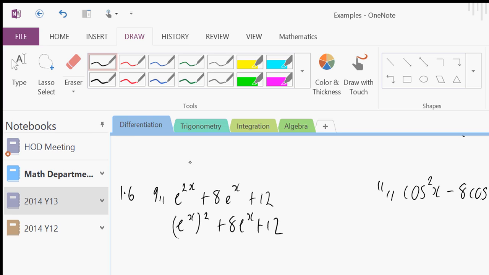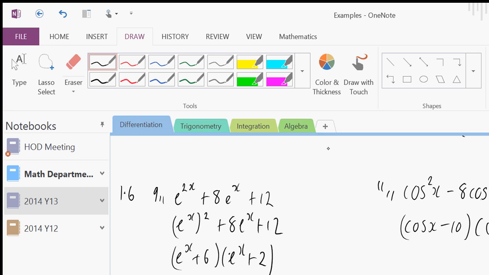If I then factorise this, it's going to be two numbers that add to this and multiply to that, which is going to be 6 and 2: e to the x plus 6 and e to the x plus 2. Done. This is exactly the same, it's just a straightforward quadratic. Again, two numbers that add to minus 8 and multiply to minus 20, so I've got a cos x, this would then be minus 10, and a cos x plus 2.